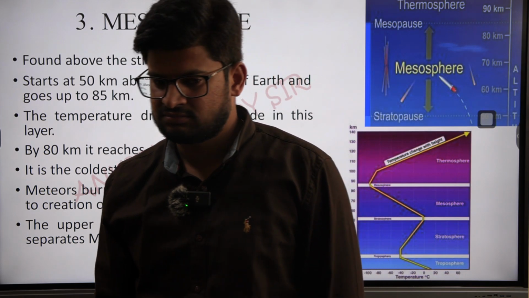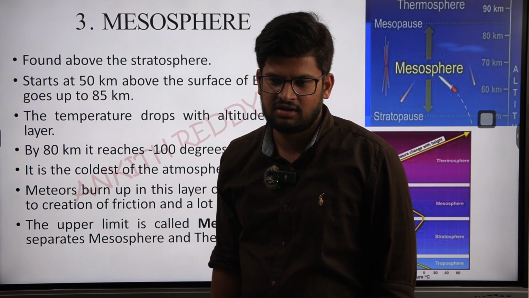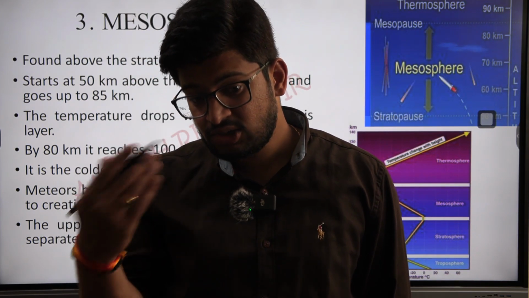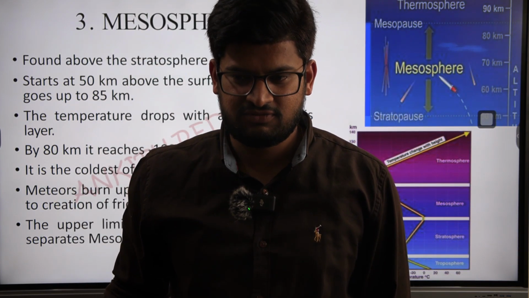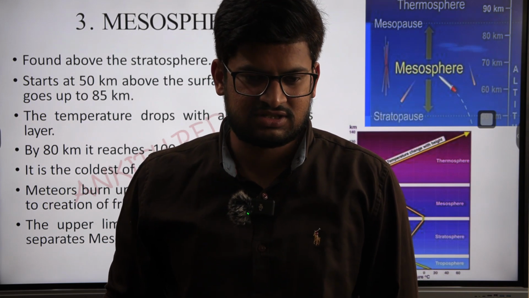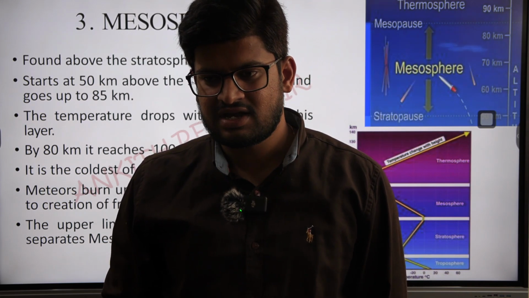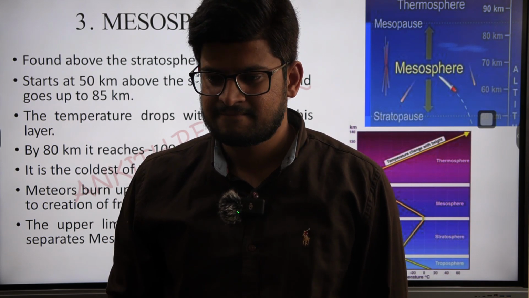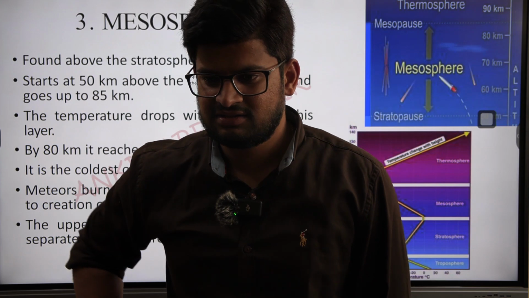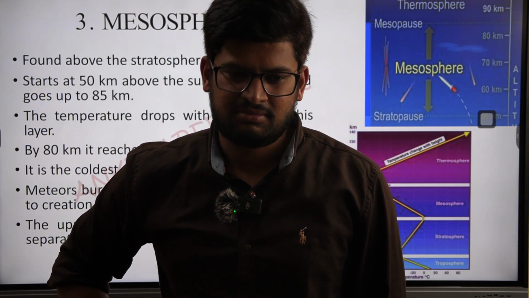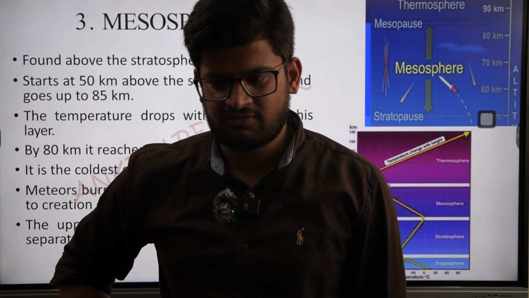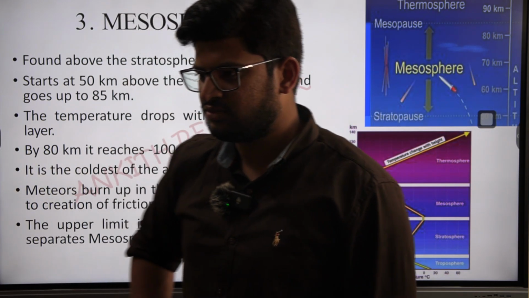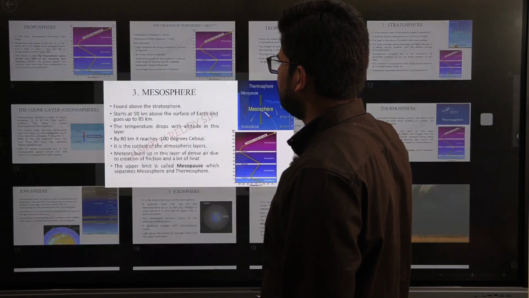In which layer do you find auroras? In which latitudes do you find aurora, the northern lights? If you want to watch northern lights, where do you have to move to? Lower latitudes or higher latitudes? What is the latitude number at the North Pole? 90, 80? So higher latitudes. At the poles and Arctic region you find northern lights. So this is about the structure of the atmosphere.